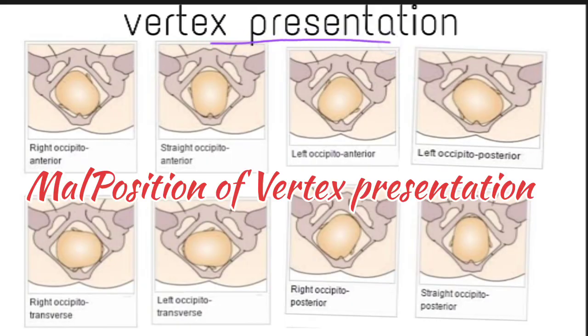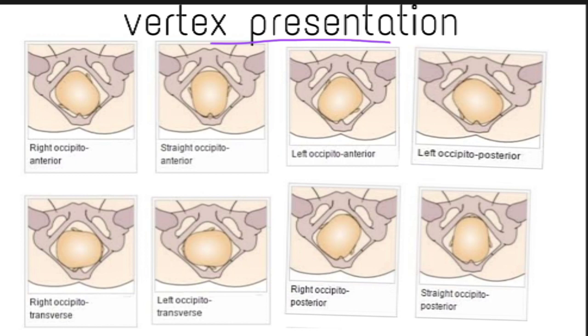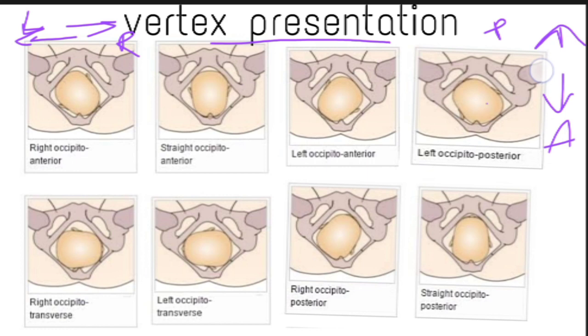Vertex presentation. Here you can see the head, and the occiput is the part which is visible. If the baby is facing this side, that's right. If the baby is facing this side, it's left. If the baby is facing up, it's posterior. If the baby is facing down, it's anterior. If the baby is facing sideways, that is lateral. These are the things you need to keep in your mind.